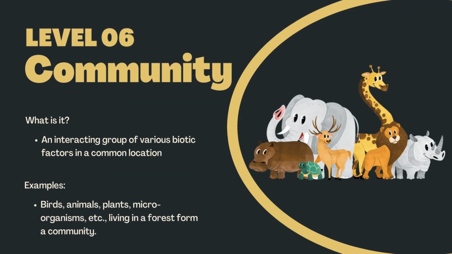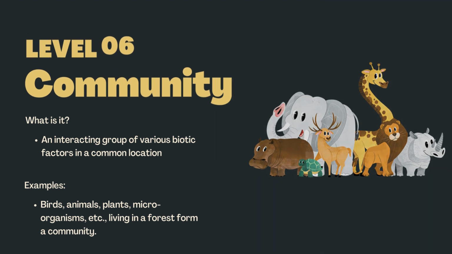Now, a community. A community is an interacting group of various biotic factors in a common location. For those of you guys who don't know, a biotic factor is anything that's living. For example, in the pond, I see 5 sharks, 3 fishes, and 2 whales. Those are all biotic factors that live in the same area, which is a community.